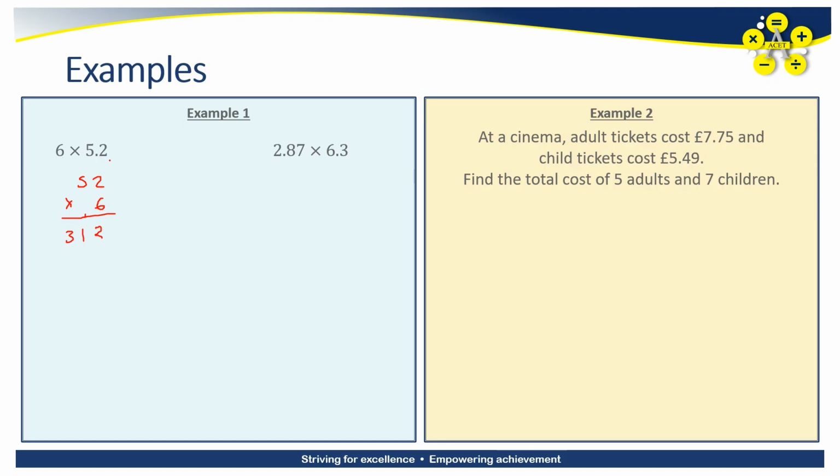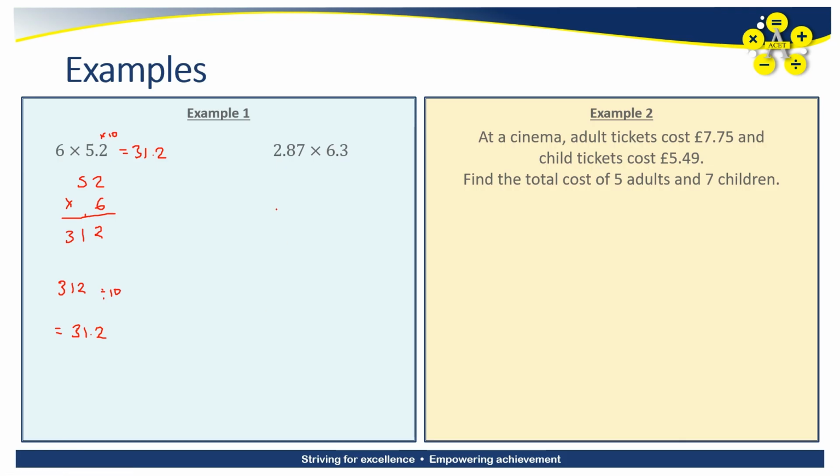Now we know 6 times 5.2 can't give me an answer of 312. I do know that that's going to be the digits. What we need to consider then is where the decimal point is going to go. Going back to this 5.2, to get from 5.2 to 52, I've multiplied by 10. So to inverse that, I need to do the opposite, so I'm going to divide by 10 instead. 312 divided by 10 is going to give me an answer of 31.2. So 6 times 5.2, the solution, is 31.2.